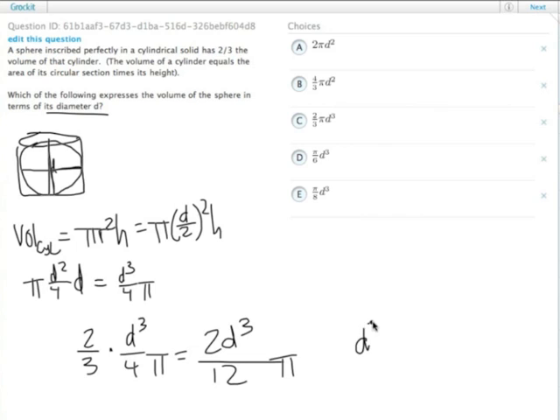We end up with d cubed times pi over 6, or pi over 6 times d cubed. Answer choice D.